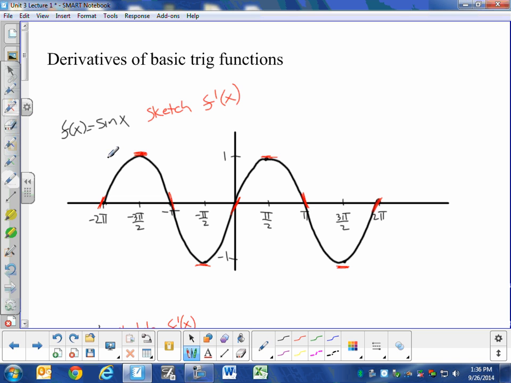We have a positive value. It's actually 1. This is a 0. This is a negative. This is a 0. This is a positive. 0. Negative. 0. Positive. And if I sketch that graph, let's turn it into blue so that we can see it better. I get this graph.